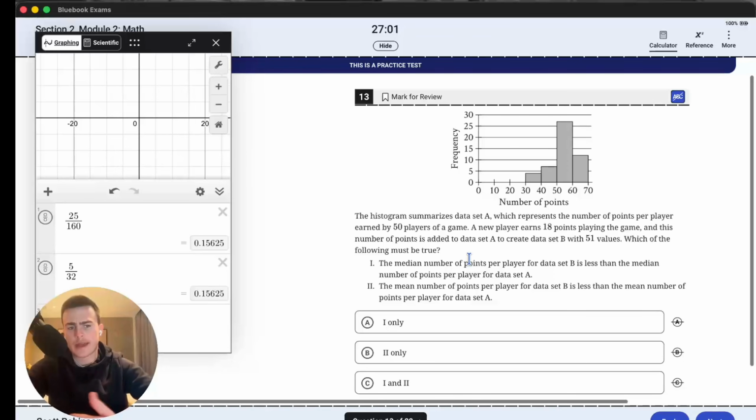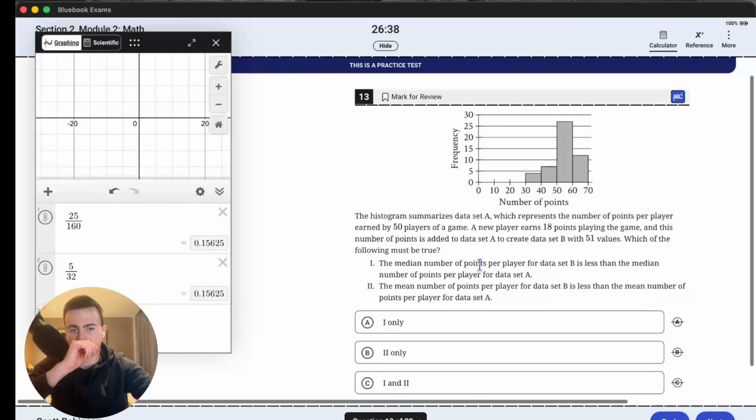A new player earns 18 points playing it. So you add a new guy who earned this many right here. Okay, so you have a new data set and you just add a guy who scores 18. So before I look at the answers, the mean obviously goes down. So 2 is true.